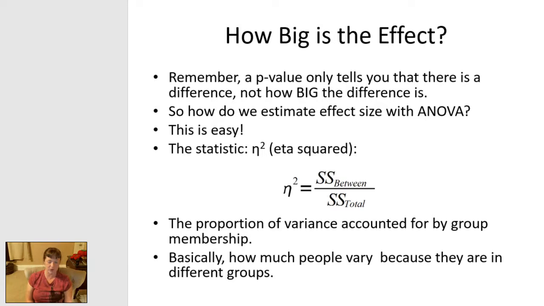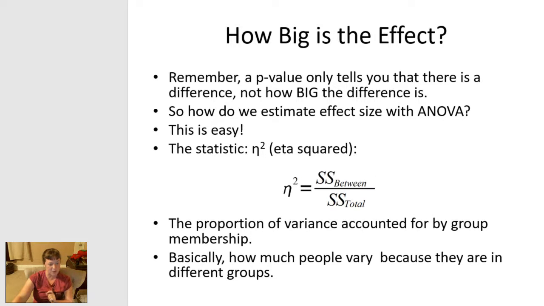It's called eta squared for an overall ANOVA. This is not the letter N. It's the lowercase Greek letter eta, E-T-A. It's called eta squared, and it's really easy. You simply take the sums of squares between and divide it by the sums of squares total. Because what you're essentially saying is, how much of the total sums of squares is because of the between, how much of the total is because of the category variance? And that gives you your standardized effect.